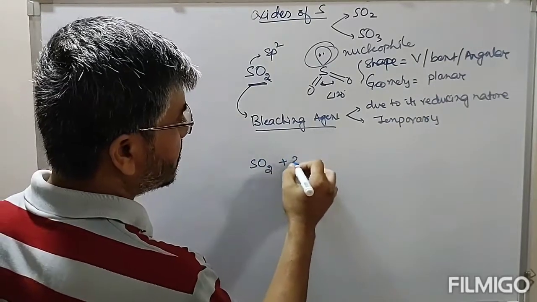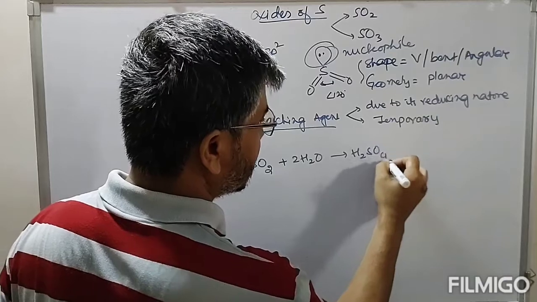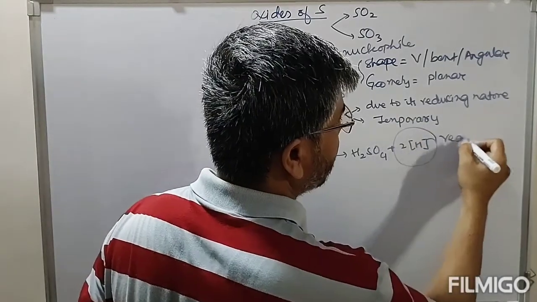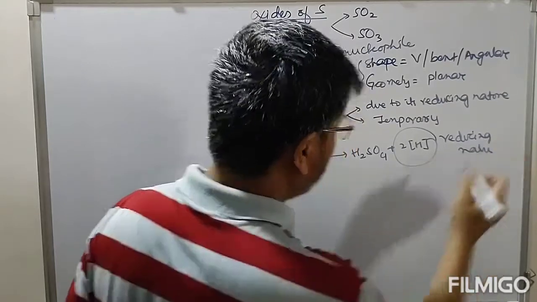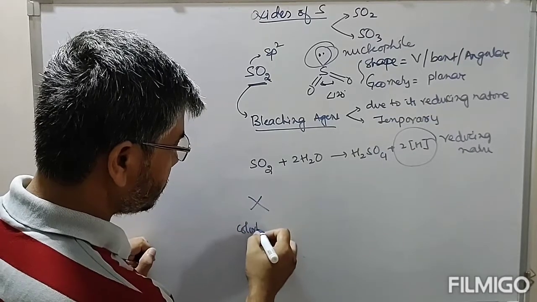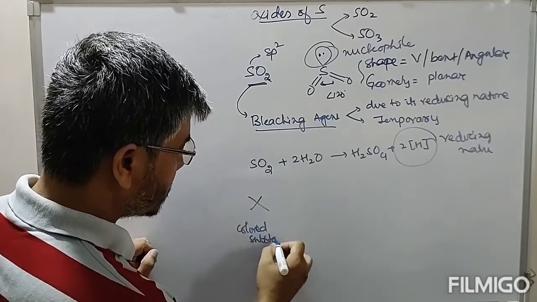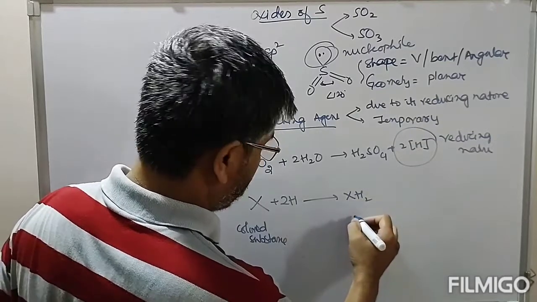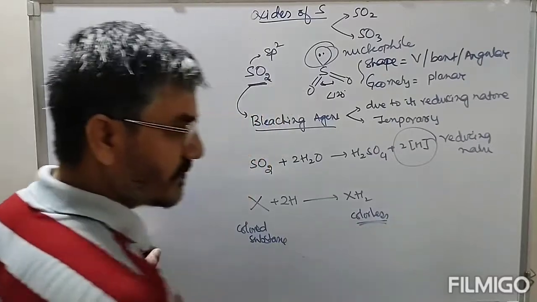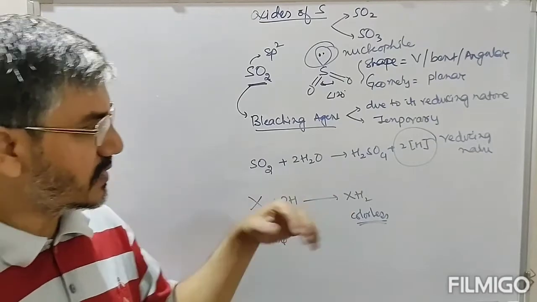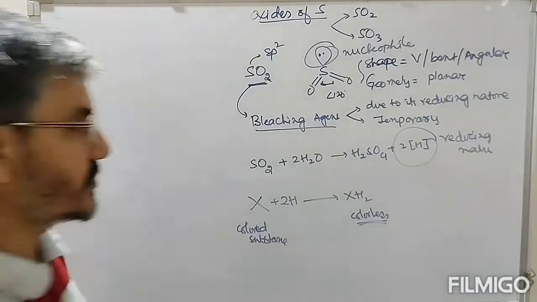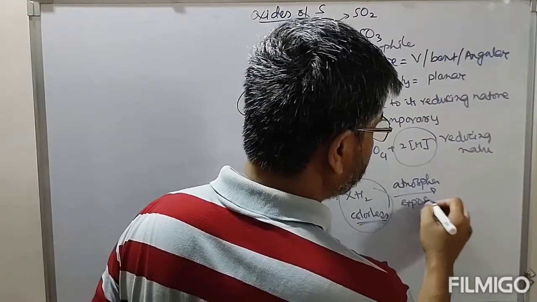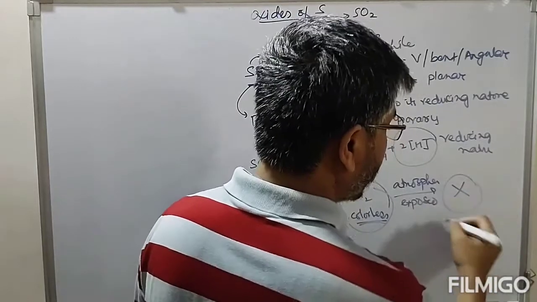This sulfur dioxide, when dissolved in water, gives you sulfuric acid and nascent hydrogen. This nascent hydrogen is responsible for its reducing nature. So we have X, that is a color substance. This color substance reacts with this active hydrogen and is converted into reduced X, which is colorless. Now look at this. When this colorless reduced species is exposed to atmospheric oxygen, it is again reoxidized to give you X, so again color appears.